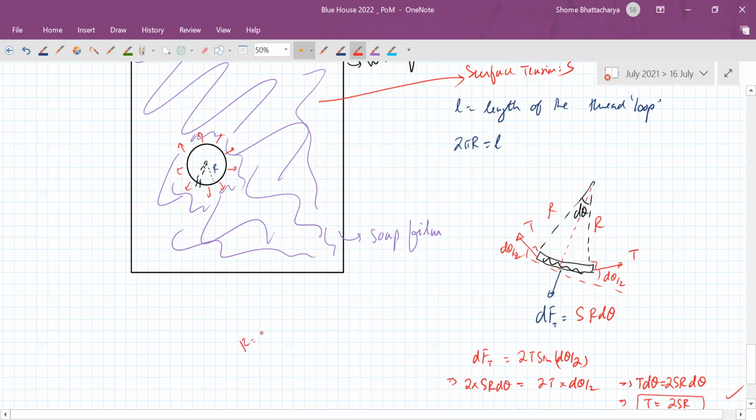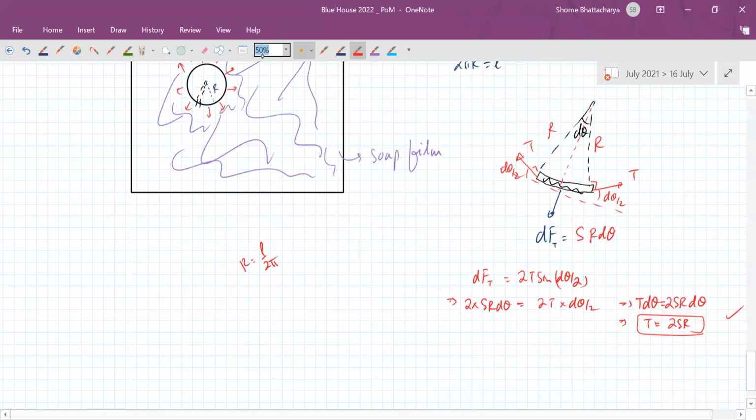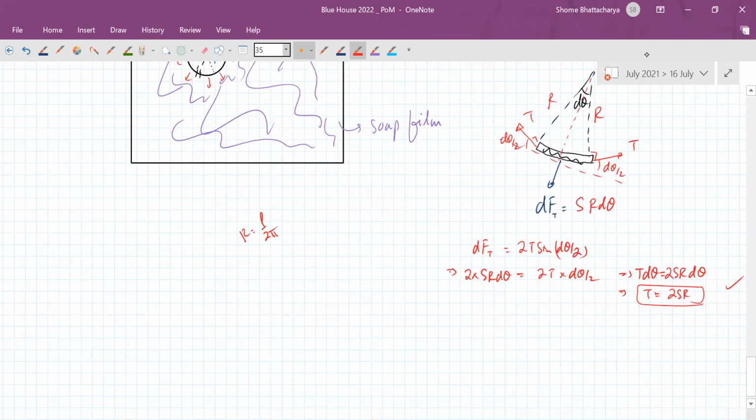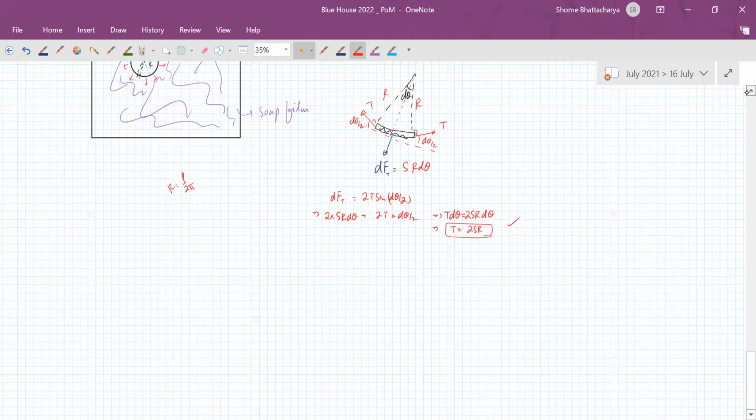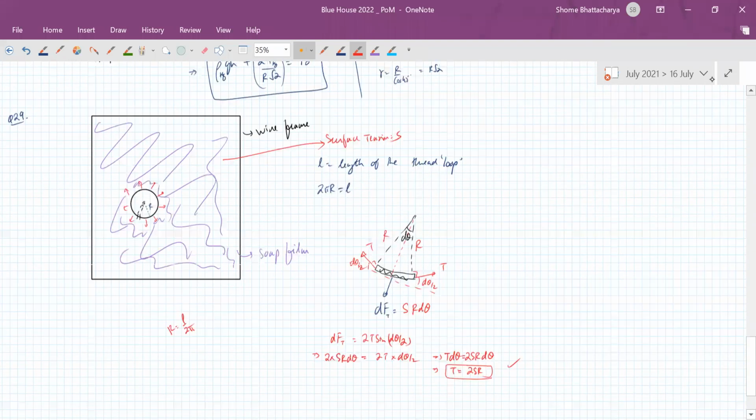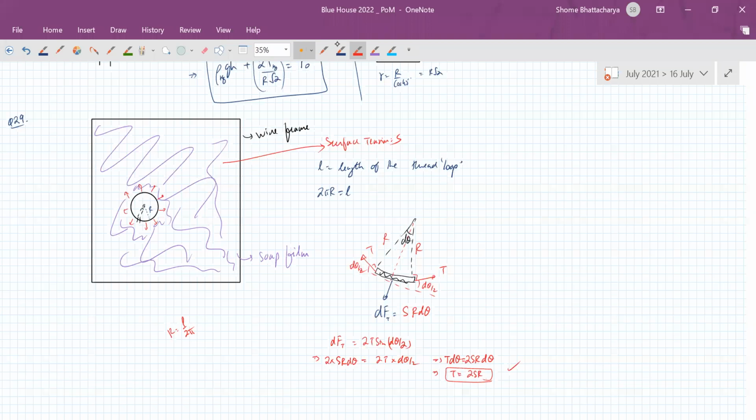And R is of course L upon 2 pi. So substitute that in there. Okay, so this question is done. So I think the HC Verma doubts are done now. Or is anything else pending? We can start FHF.